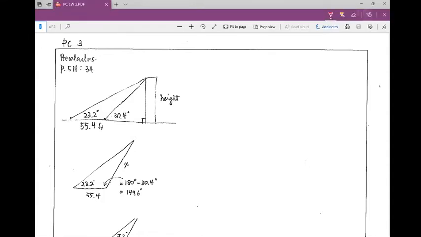So, we have a surveyor here, and the angle of elevation to the top of the building is 30.4 degrees. Alright, simple. Next it says, he then moves back 55.4 feet and determines that an angle of elevation is 23.2. So he walked backwards to this point, and now the angle of elevation is 23.2. Alright, simple. Now that we've drawn this out, it asks, what is the height of the building?